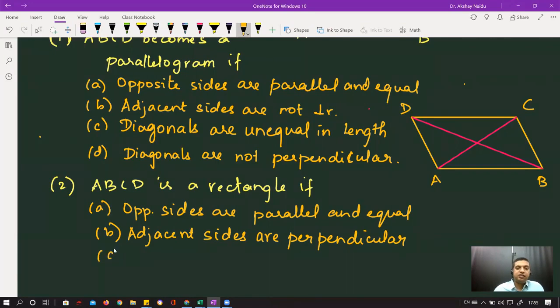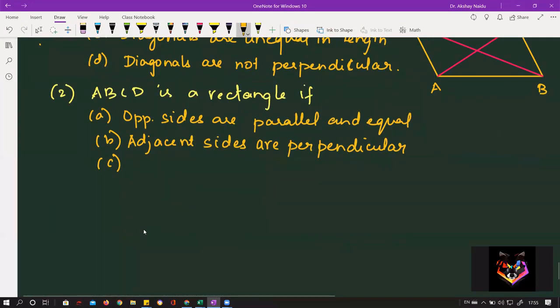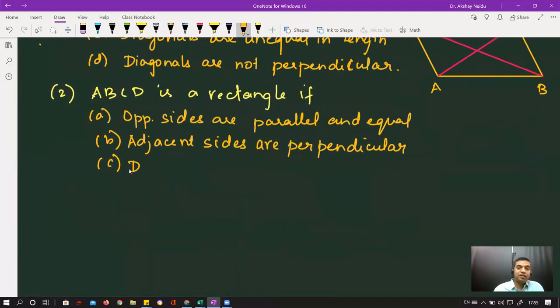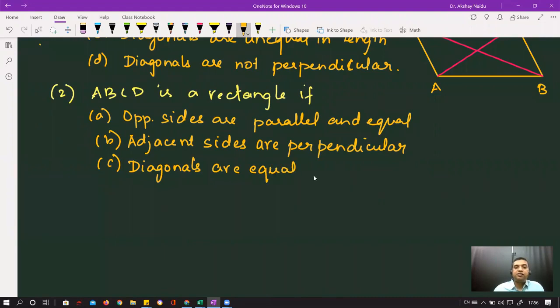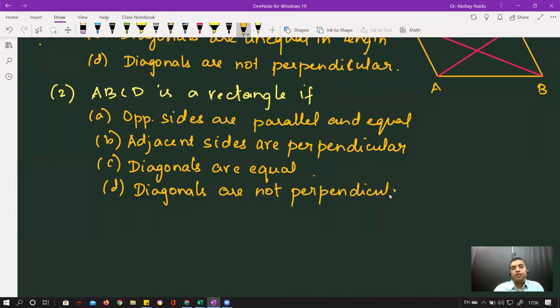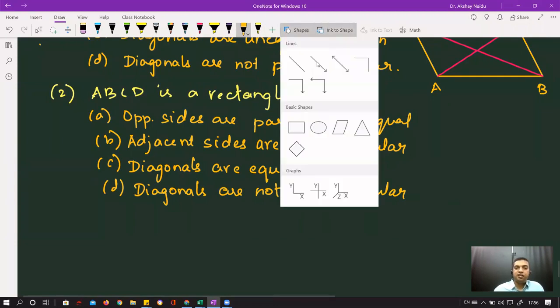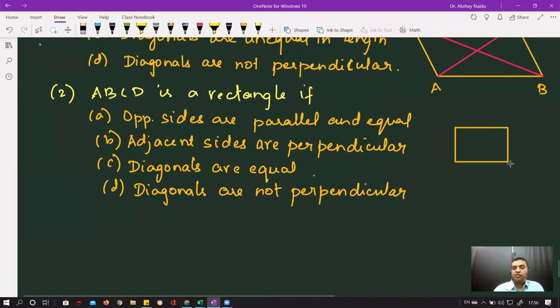Then the diagonals are equal. Do they cut each other at 90 degrees? No, that is the difference. So for a rectangle, diagonals are equal, that is correct, but diagonals are not perpendicular. That is a thing with the rectangle. This is a rectangle.